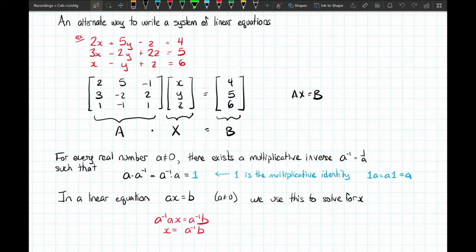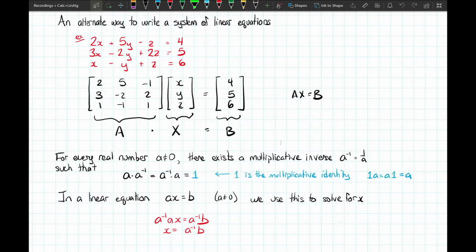Now, for any real number a which is not equal to 0, we can always write a to the minus 1, which we interpret as 1 over a. This is the multiplicative inverse of a, because if we take a and multiply by a to the minus 1, or take a to the minus 1 multiplied by a, we just get the value 1. And 1 is the multiplicative identity. 1 times anything is itself.